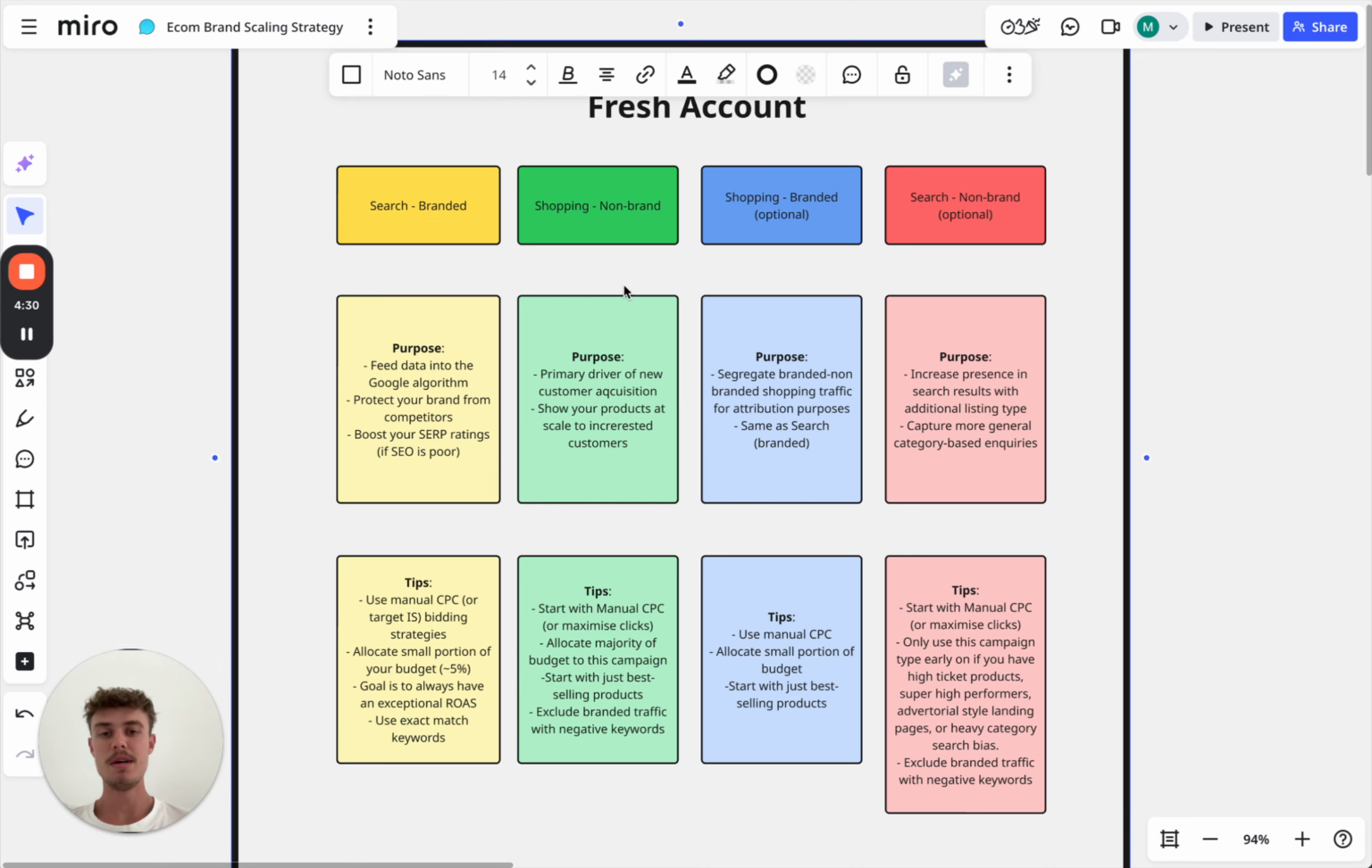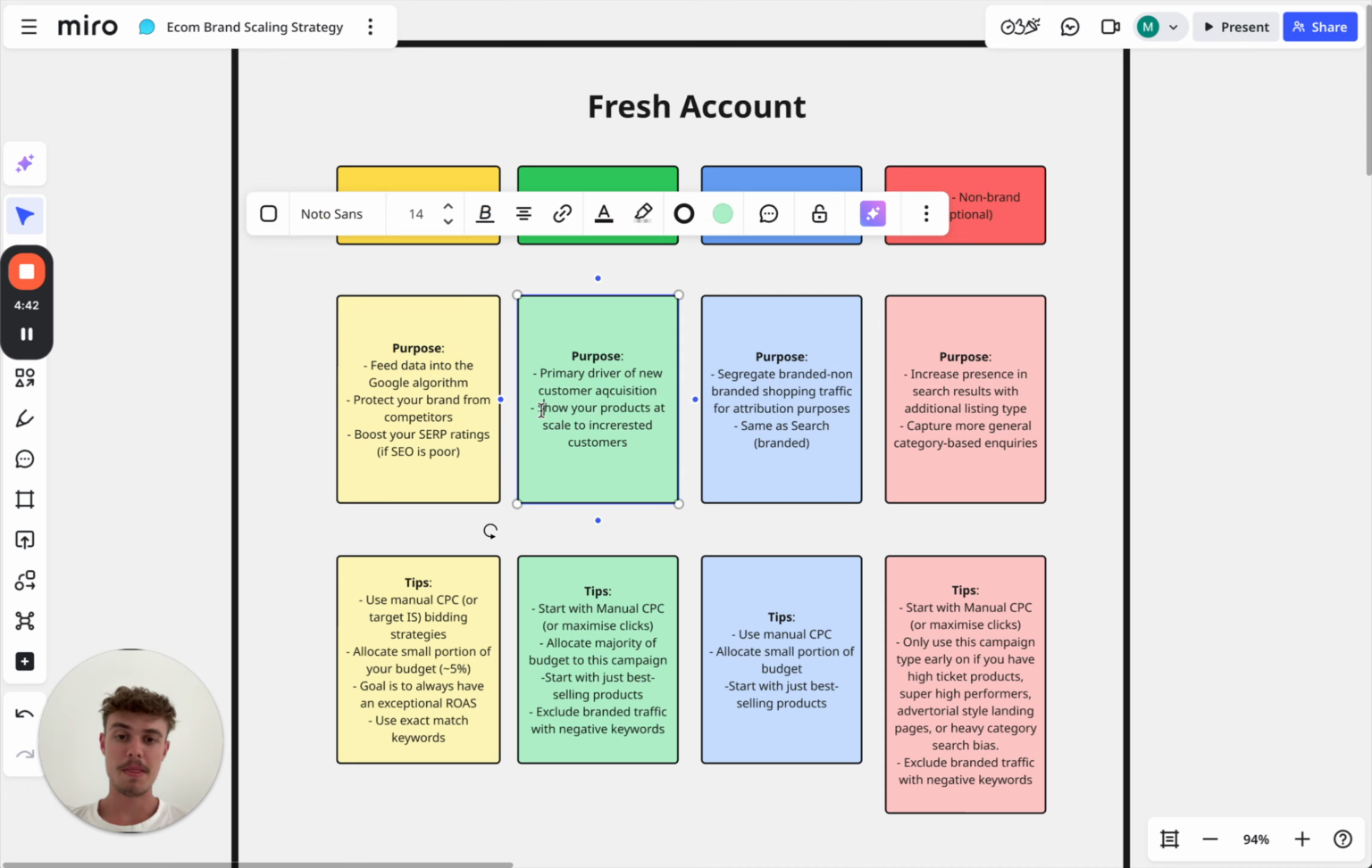All right, next up, non-branded shopping campaigns. Now, these are the lifeblood of any good account with new customer acquisition. Well, any new account with new customer acquisition. It is going to be your primary driver of new customer acquisition, like I said there. So this is where you are going to show your products at scale to interested customers.